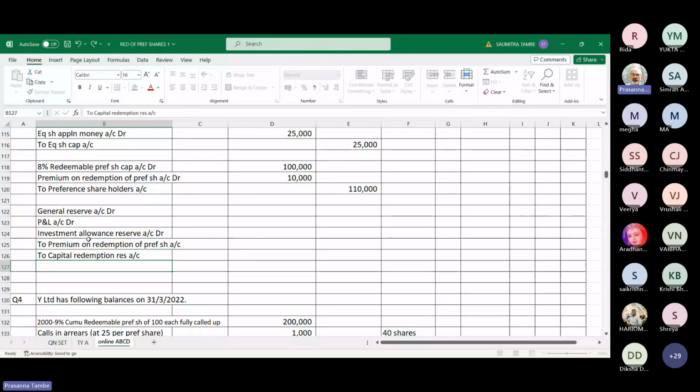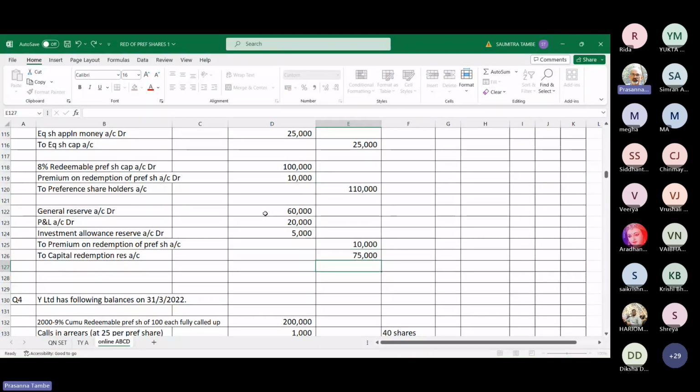So general reserve 60, P&L account 20, and investment allowance reserve 5. These are the reserves utilized. Out of that 10,000, we will set off the premium, and the remaining 75,000 is your CRR.